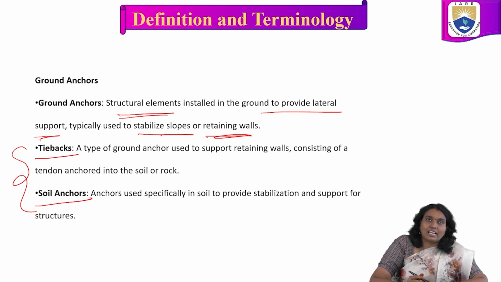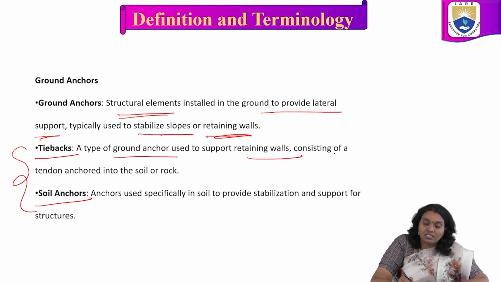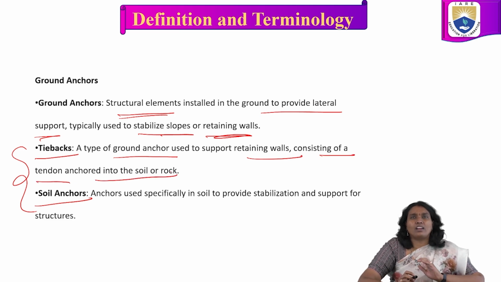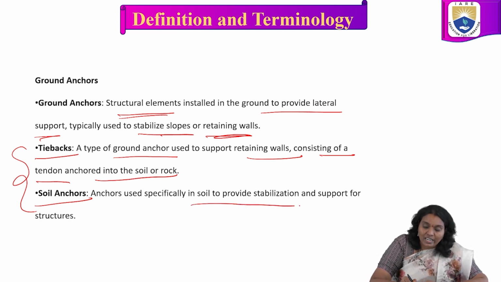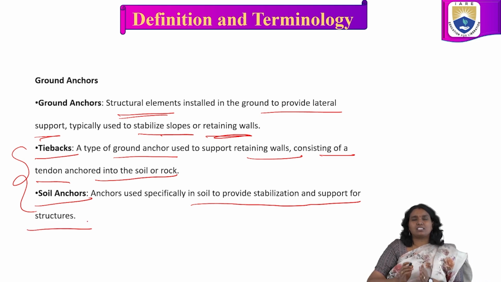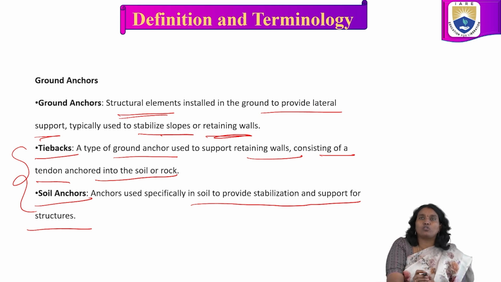Tiebacks are a type of ground anchor used to support retaining walls, consisting of a tendon anchored into the soil or rock. Soil anchors are used especially in soil to provide stabilization and support for structures. These are the various terms which we are going to use under ground anchors to support the structure.